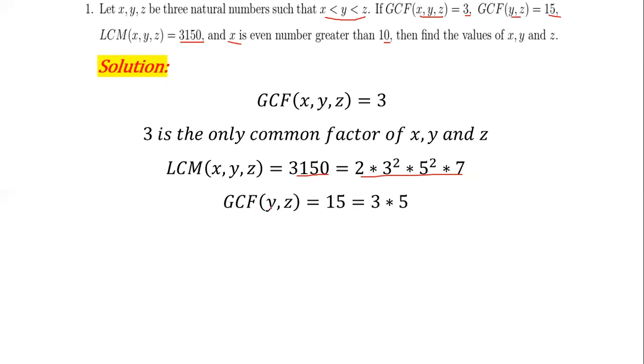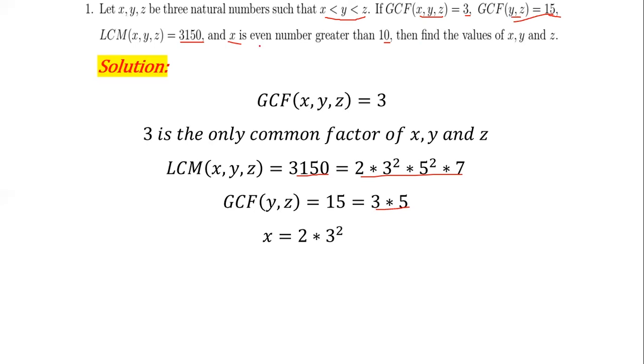And the next one is the greatest common factor of y and z, that is the next natural numbers. It is already given as 15, which can be factorized as 3 times 5. So when we go to the individual values of the natural numbers x, y and z, we know that the factors of the first natural number, the smallest natural number x, could be 2 and 3.